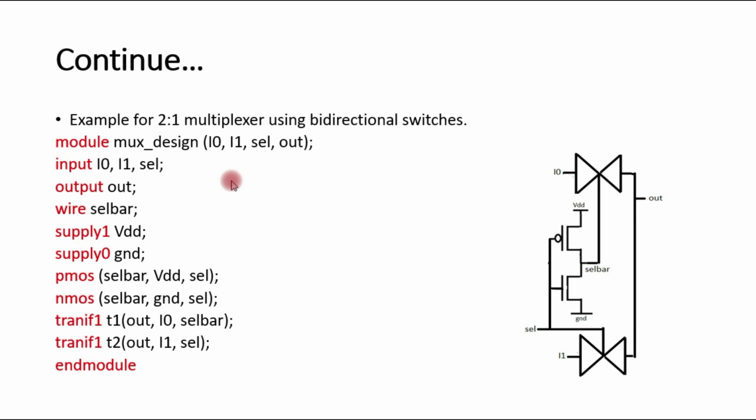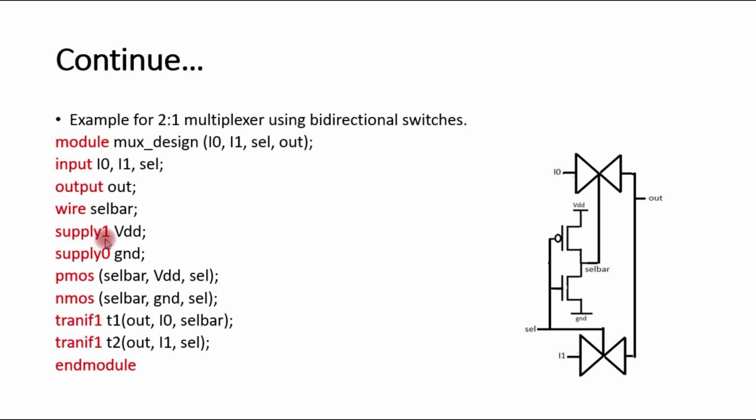Verilog code for this multiplexer using bidirectional switch is given here. Module keyword, module name that is mux_design. Inputs are here I0, I1, sel and output is out. And here sel_var should be a nets data type. It should be a continuously driven signal. sel is defined as a wire.